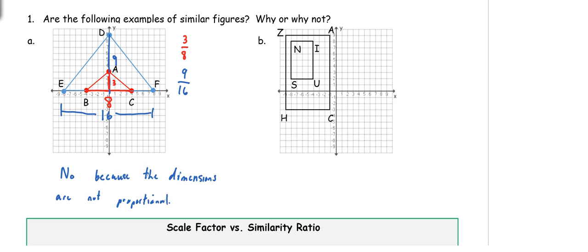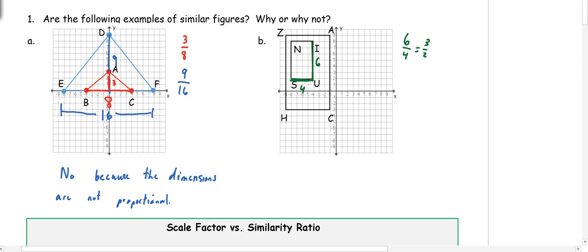In B, we're going to look at the length and the width. So when I look at IU, I can count and see that the height of IU is 6, and the width from S to U is 4. So we're going to do height to width. So I get 4 over 6, which reduces to 2 over 3.